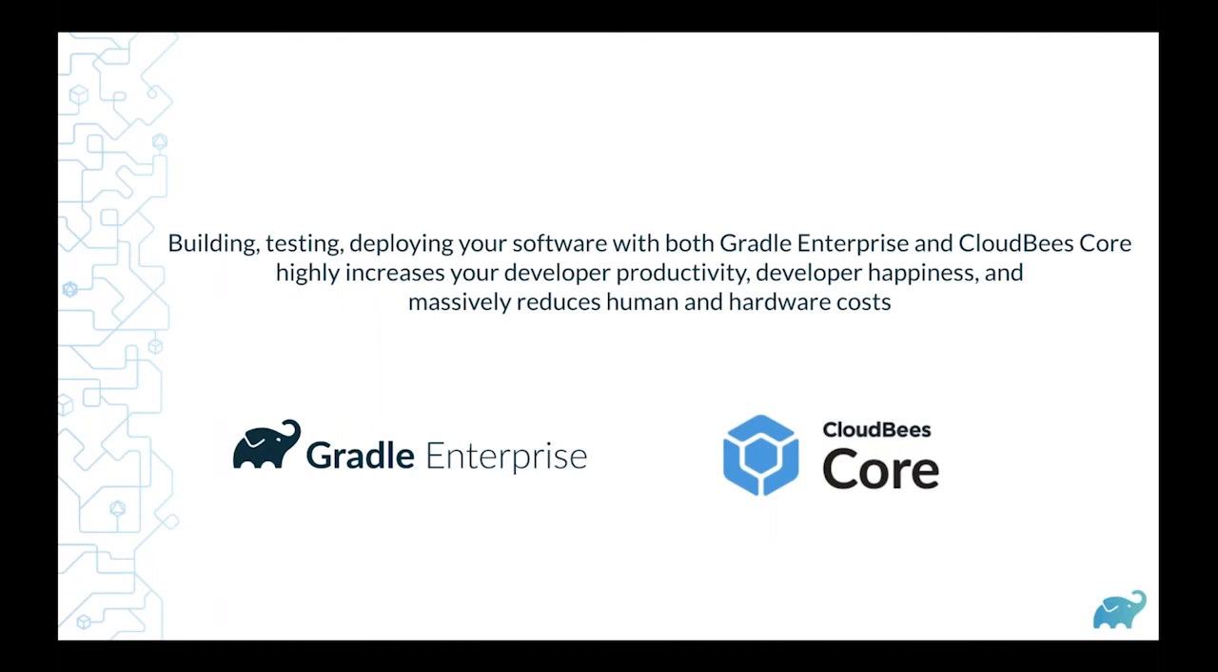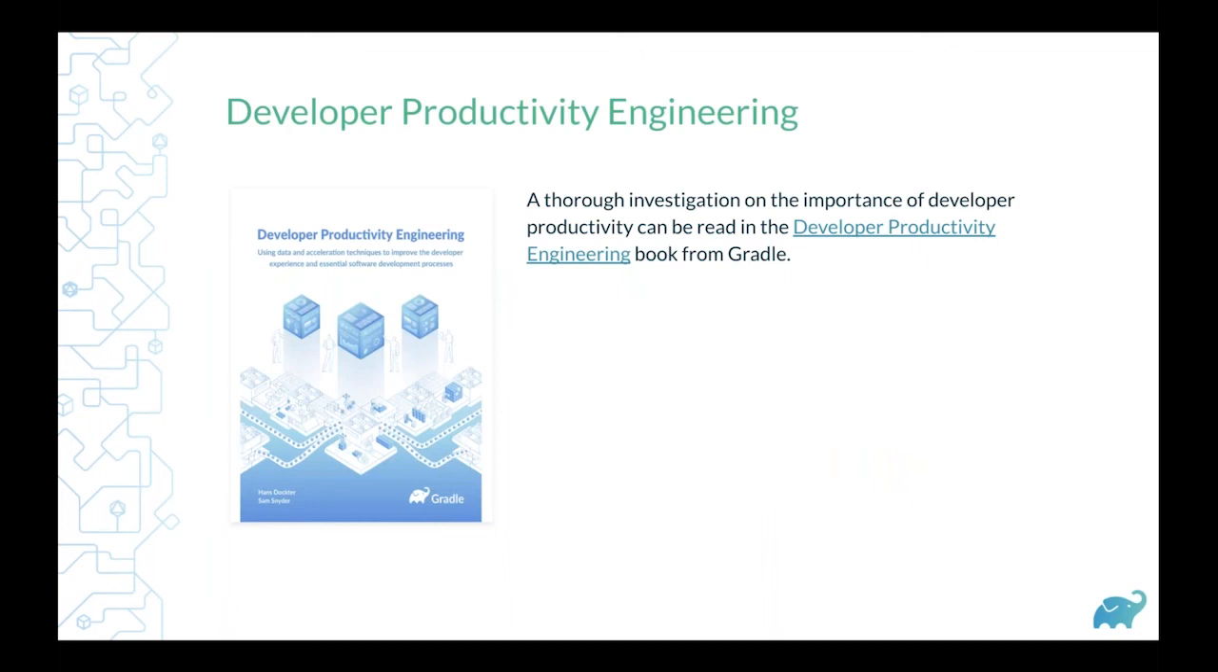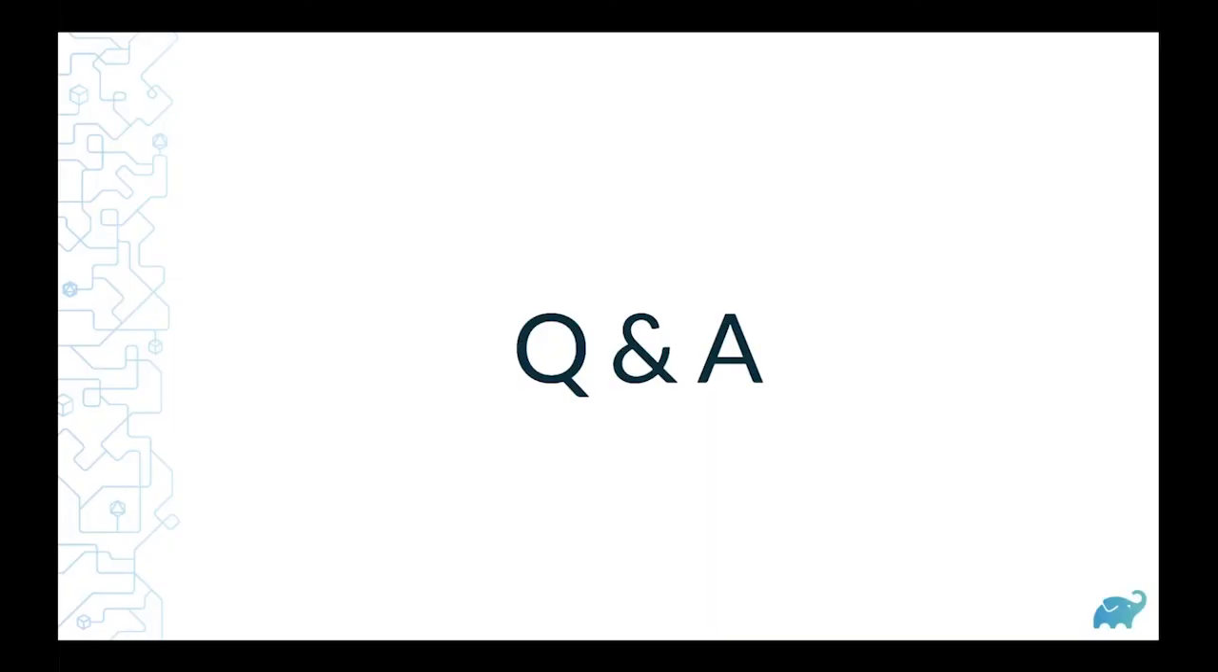Right. So to summarize what we've been talking about, really Gradle Enterprise and CloudBees Core can highly increase your developer productivity when you use them together. Make people more productive and also make them happier, less frustrated. And in the end, you will reduce the human costs as well as the hardware costs. Right. There's also a book that we wrote called Developer Productivity Engineering. If somebody needs a Christmas gift, you can get it for free and put it under the Christmas tree. I'm sure we can get you a signature from our CEO as well. It captures the essence of the last 10 years of us helping people with build automation. Right, so it's definitely a very substantial piece of information.